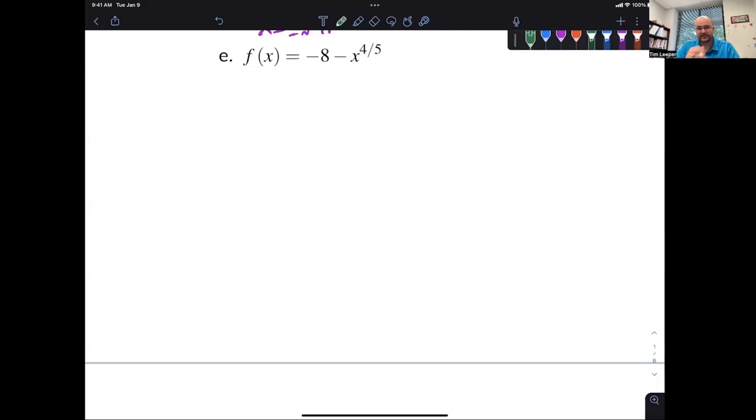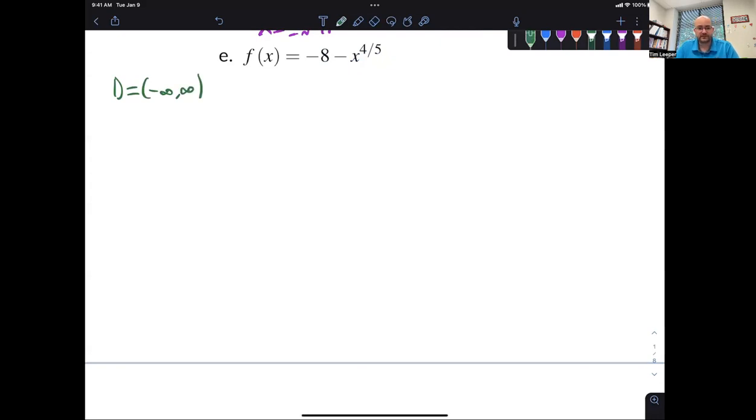Hello. In this video, we're going to look at example 1E on exam 3 review. So we want to go ahead and find the critical numbers, which means we need to look for the domain. -8 doesn't limit anything. x to the 4/5 power, if we look at the denominator, that's odd, which means that it does not limit the domain either. So the domain here is -infinity to infinity.